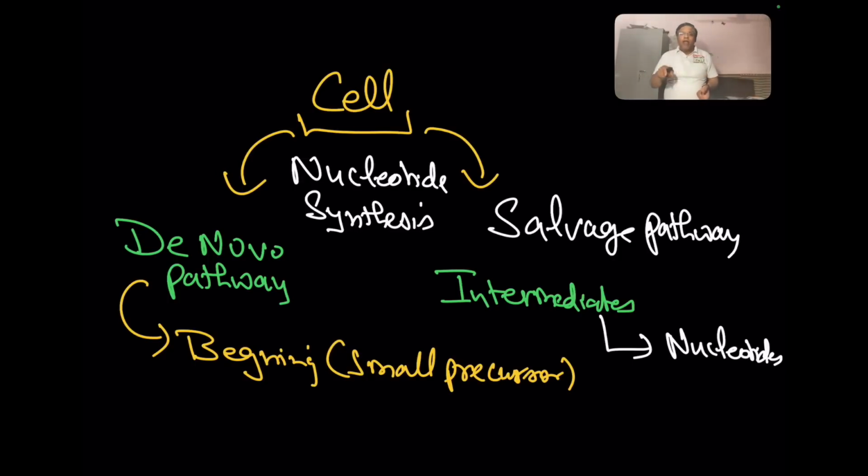But in the case of the salvage pathway, what is the cell going to use? The cell is going to use intermediates of nucleotide metabolism. So try to think here, by the salvage pathway, the intermediates of nucleotide metabolism will be used to synthesize the nucleotides, while by way of the de novo pathway, the cell is going to synthesize nucleotides from the beginning, from small precursors. So you must remember there are two pathways. One is the de novo pathway, another is the salvage pathway.